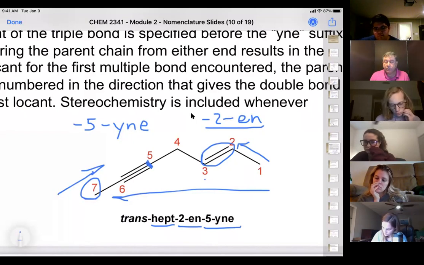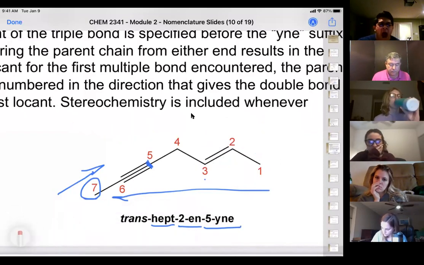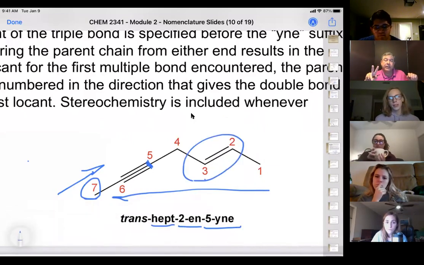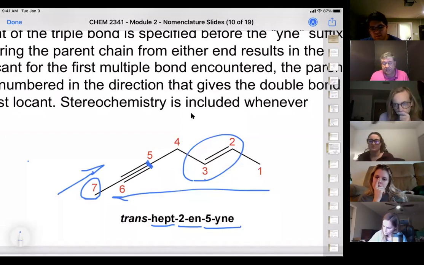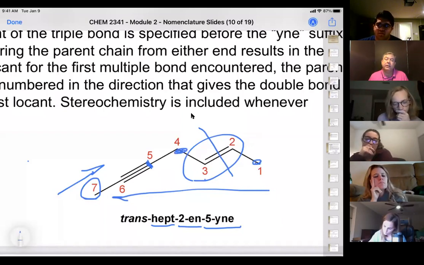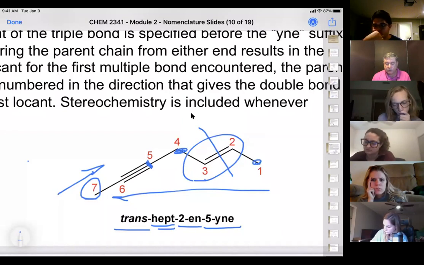So now we do have stereochemistry here. So let's double check our stereochemistry. If we look at our double bond here, we have only 2 things attached. So it's okay to use cis and trans. We don't have to use E and Z. So in this case, we split down the middle and the 2 different substituents are on the opposite sides of that double bond. Therefore we have trans. So our total name is really trans-hepta-2-ene-5-ine.